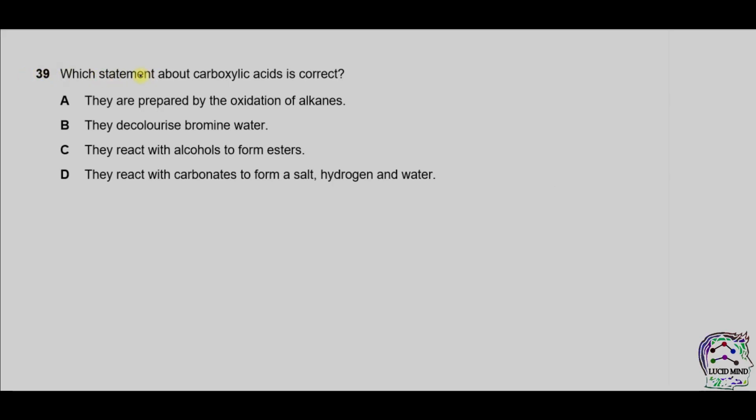Question 39. Which statement about carboxylic acids is correct? Option A. They are prepared by the oxidation of alkanes. Now carboxylic acids can be formed by oxidation, but not of alkanes. They are formed by the oxidation of alcohols.